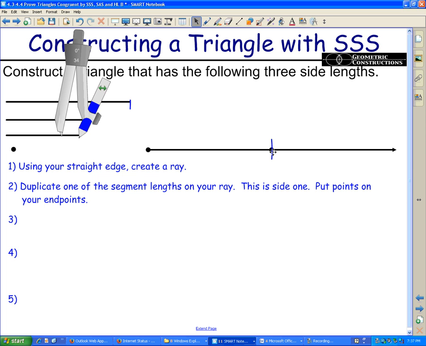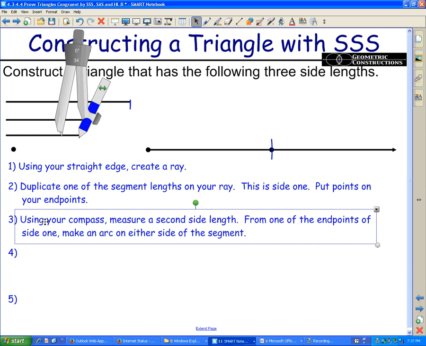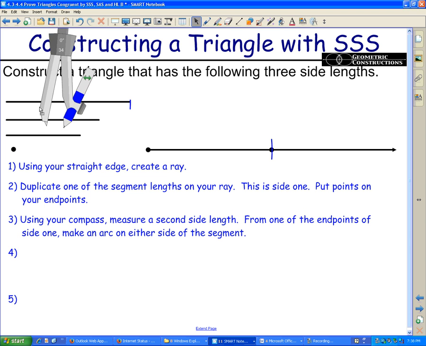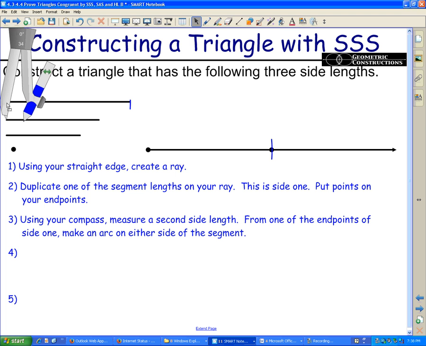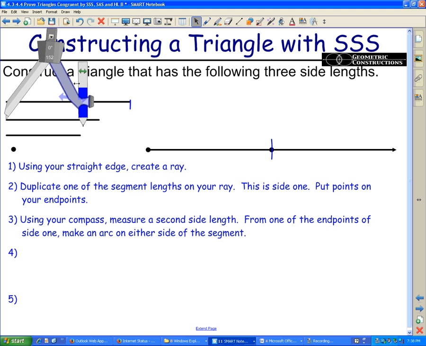Okay, but we still have 2 more sides that we need to create. And so what are we going to do next? Well, we're going to now go to a second side length, and from one of the endpoints that we have established on our ray down there, we're going to measure that segment out. Okay, so I'm just going to go right down to the next length. It really doesn't matter if you start with the longest or the shortest. It's a little bit of a personal preference which one you want to do.